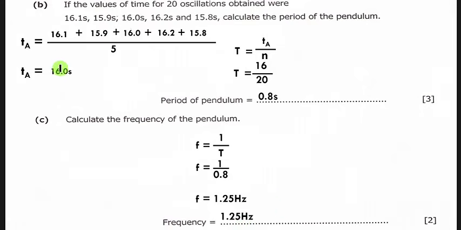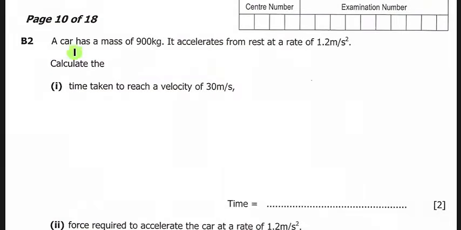Let's move to B2. B2 says a car has a mass of 900 kg. Then it accelerates from rest at a rate of 1.2 meters per second squared. So this is the acceleration. Then they're saying calculate the time taken to reach a velocity of that. Here they want time, not velocity. So there is this final velocity, and it started from rest. So we have acceleration, we have final velocity, and they're asking for time.